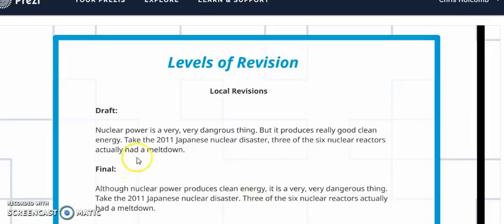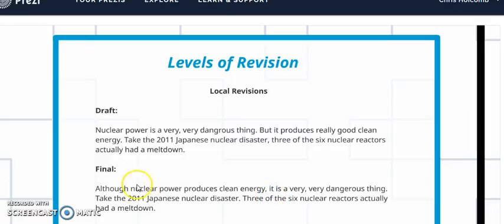So here are syntactic forms that seem to do the job more effectively. Move the qualification to the front of the sentence and put it in a subordinate clause. Although nuclear power produces clean energy, then you go to the main clause, which is the main point. It is a very, very dangerous thing. And that sets up this next sentence nicely, which is to introduce a negative example. Take the 2011 Japanese nuclear disaster, for instance. 3 of the 6 nuclear reactors had a meltdown.